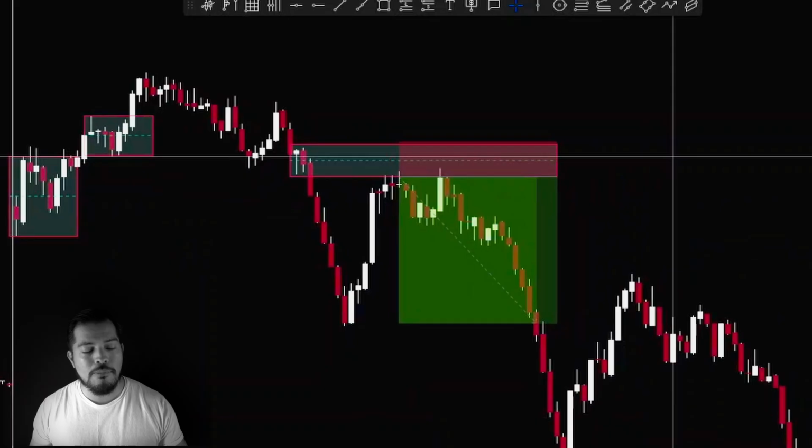I hope that this helps you identify trades in your trading. And again, this is not financial advice. This is just a tool you can use in your arsenal of trading during different scenarios. So I hope you've learned something from this. I hope you can use this in your trading sessions.